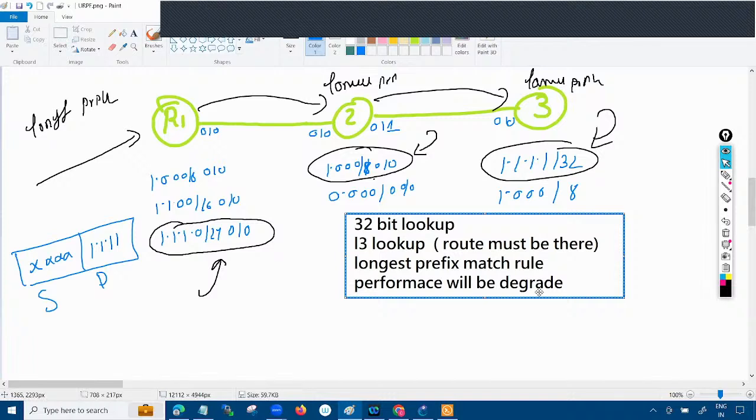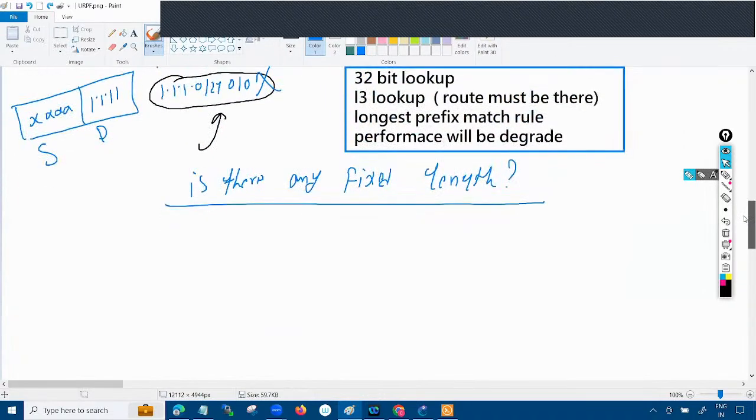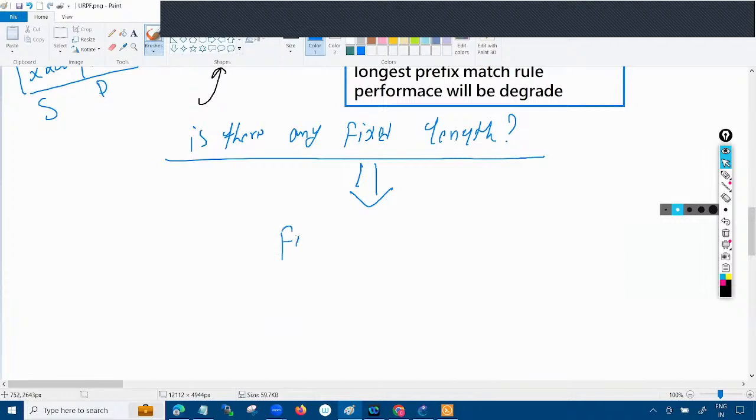But the major reason why we are moving toward MPLS is this: 32-bit lookup. There's no fixed length. Can you see that? Is there any fixed length over there? If you check the routing table, do you see any fixed length? Fixed length means a fixed subnet mask? No, everyone has a different one. If you don't have this one, I can forward the packet via this one. There is no fixed length. And that's why we introduced the mechanism called fixed length forwarding.